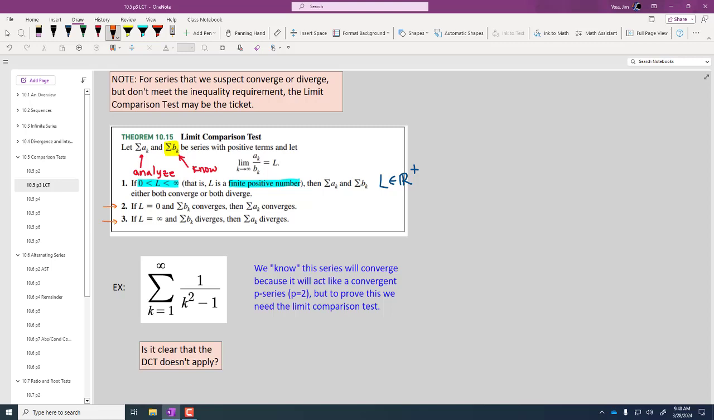And if this limit is infinity, that means the numerator is behaving even worse, right? The numerator is going to 0 slower than the denominator. So then we're going to get divergence. Does that make sense? So if this limit is infinity, that means the b sub k's in the bottom have to be going to 0 faster than the a sub k's are going to 0, which means if the b sub k series diverges, the a sub k series must diverge because they're going to 0 even slower.